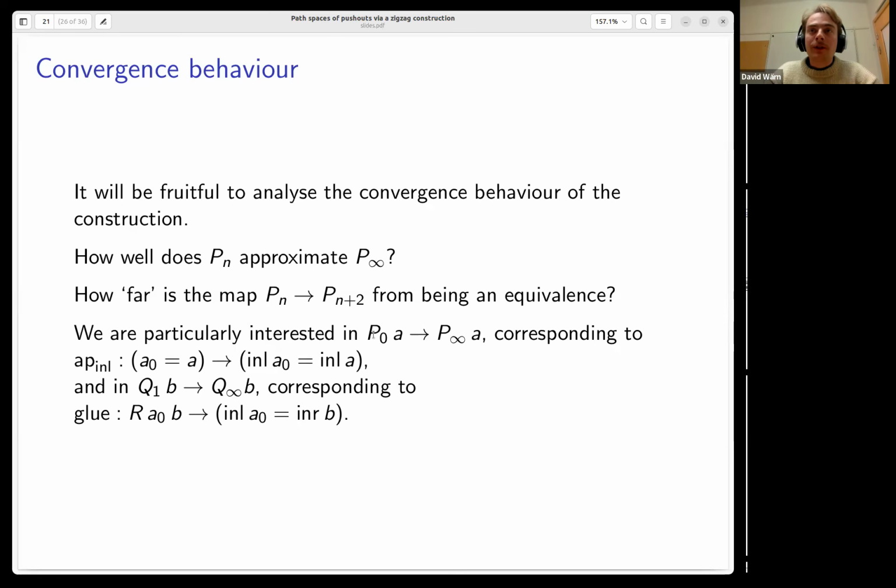And of particular interest are the maps P0 to P infinity. P0 is the identity type in our type A, a0 equals a. P infinity is the identity type in the pushout, inl a0 equals inl a. And this map, it turns out, is the action on paths of inl. So this is some natural thing that shows up as one of these maps. And similarly, Q1 mapping to Q infinity is the glue constructor.